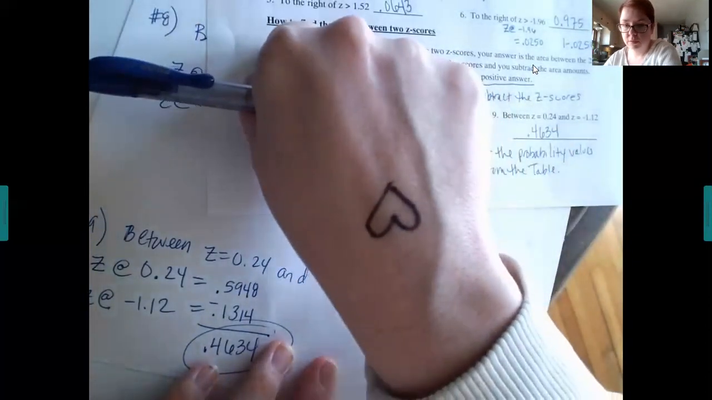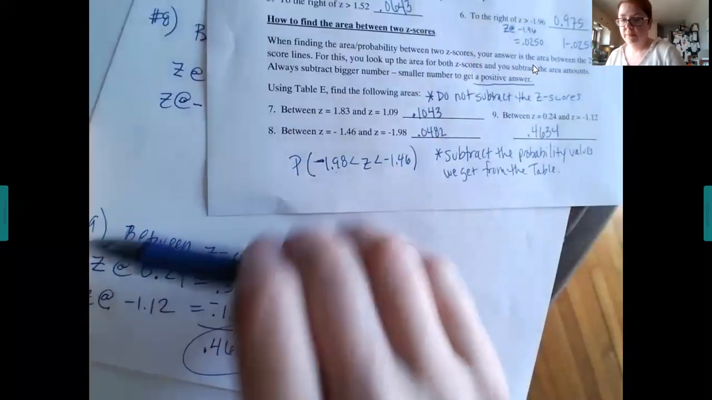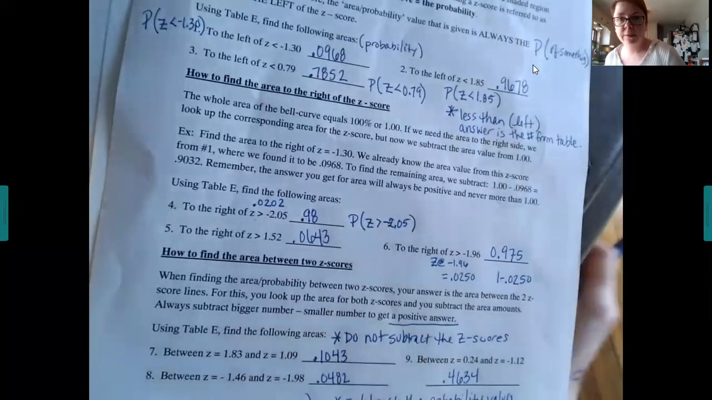If you notice, my daughter drew a heart on my hand, so it's a little bit better this way. So not a permanent tattoo. Maybe we'll get some of those later. All right.